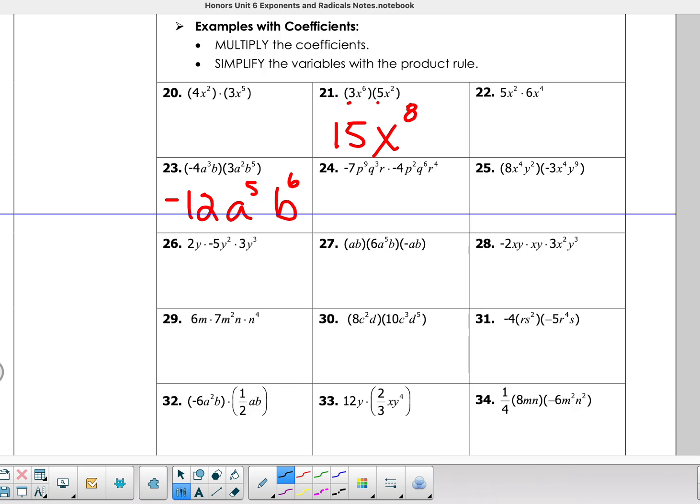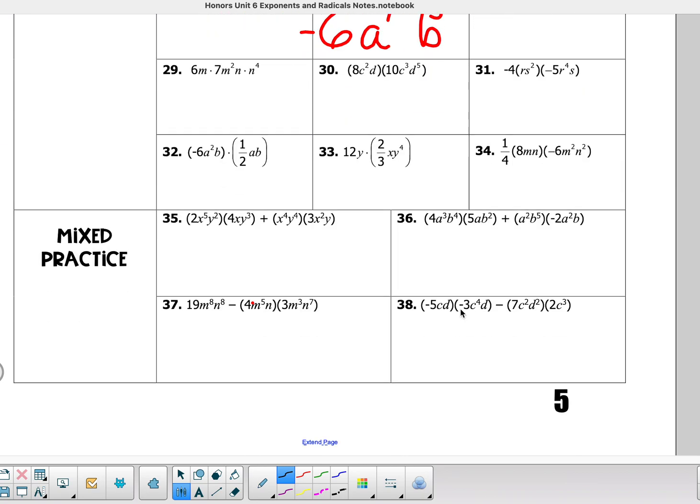Number 27, and that would be a -6, and I've got A and B. A is going to appear 7 times, and B appears 3 times. I feel confident that you can do these without my guidance, and this is the last thing that I'll do on this particular video.